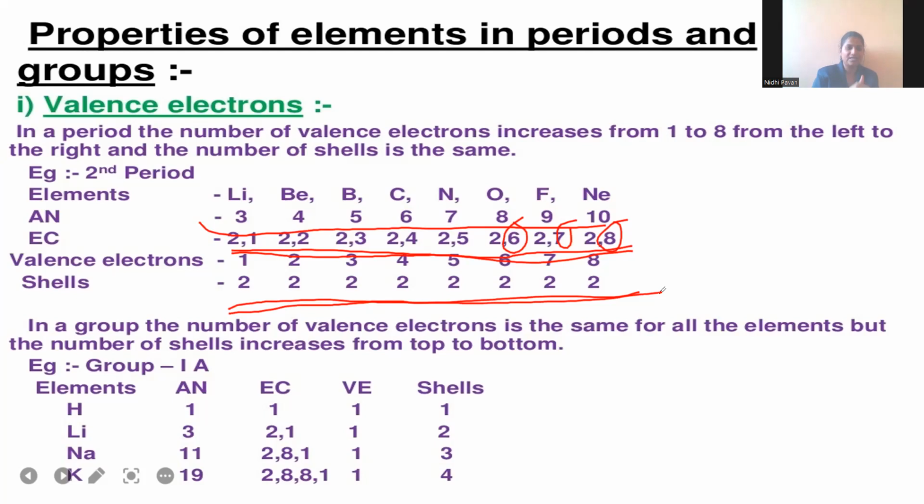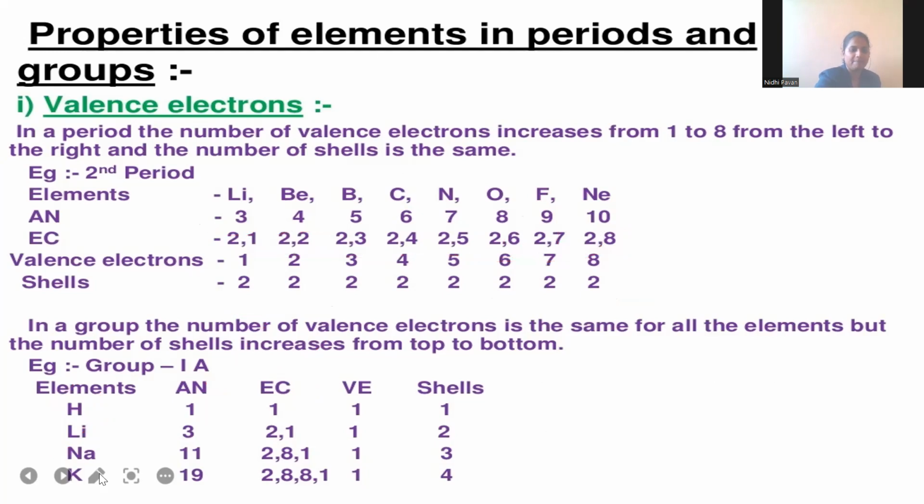Group means column, right? So here, hydrogen, lithium, sodium, potassium. Atomic number is given here: 1, 3, 11, 19. As you see the electronic configuration, what is happening? The valence electron in all the atoms is one only, right? In all the atoms, it is one. See here, the valence electron in all the atoms down the group.